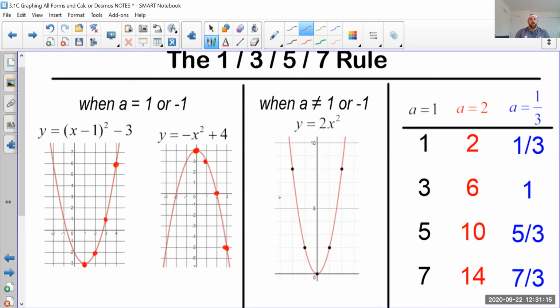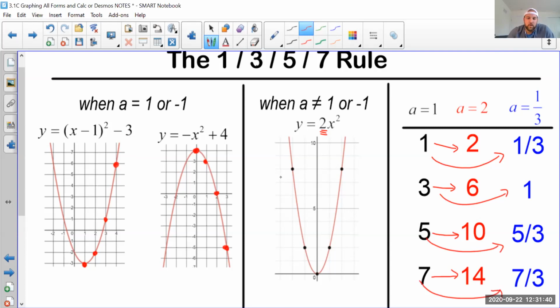Okay, and then if A is not 1, once that A value is something other than 1, that's where we just multiply 1, 3, 5, 7 by whatever A is. So if A is 2, it would be 2, 6, 10, 14. If A was 1/3, it would be 1/3, 1, 5/3, 7/3. Okay, and so we're just multiplying the 1, 3, 5, 7 by whatever that A value is.